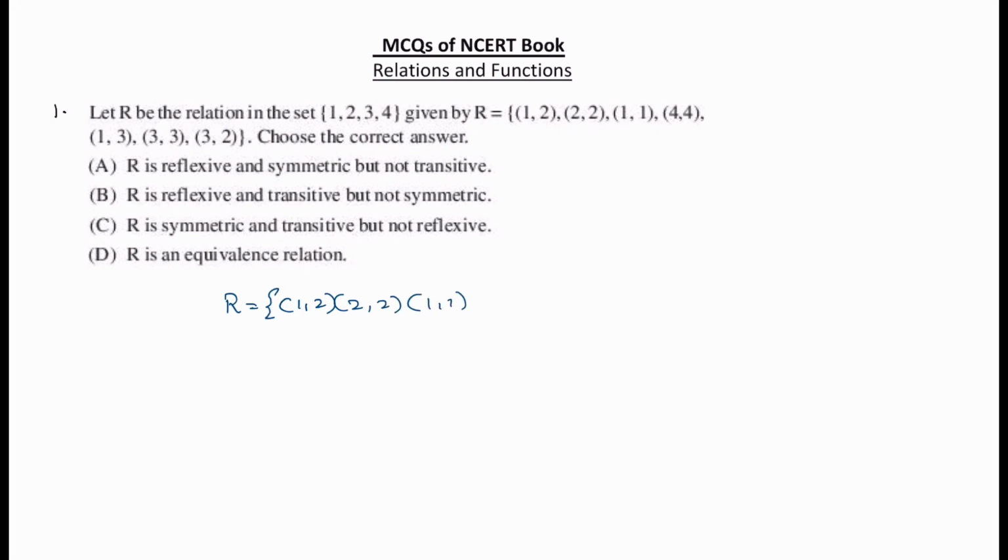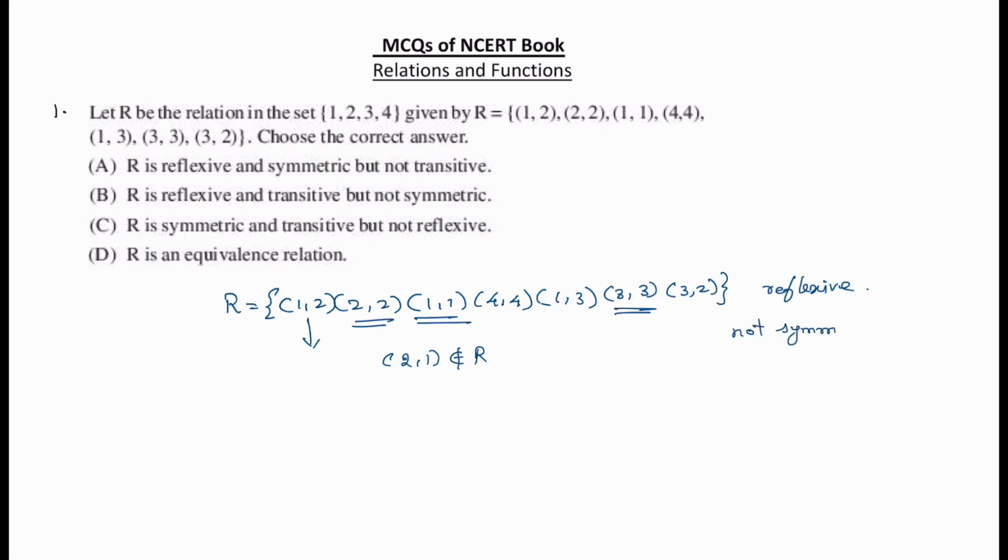{(1, 2), (2, 2), (1, 1), (4, 4), (1, 3), (3, 3), (3, 2)}. Choose the correct answer. In this given relation, we have (1, 1), (2, 2), (3, 3). Therefore, this relation is reflexive. Now we have (1, 2), but (2, 1) is not there. Therefore, it is not symmetric. The relation is not symmetric, so first option is wrong.